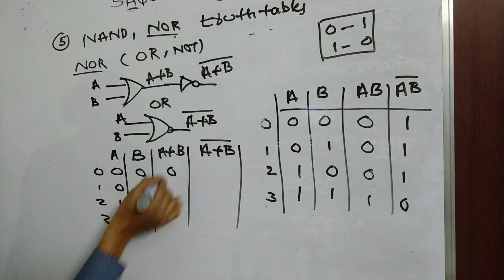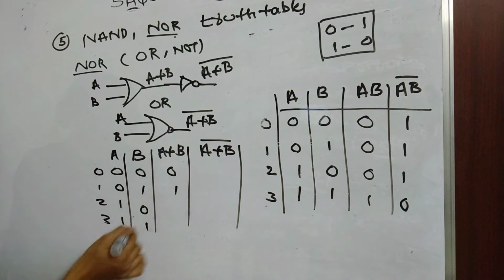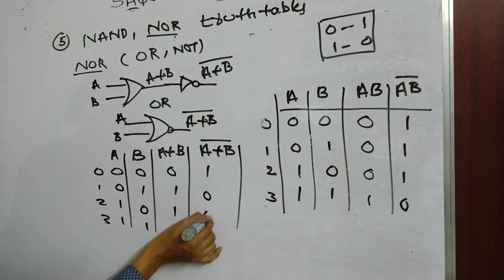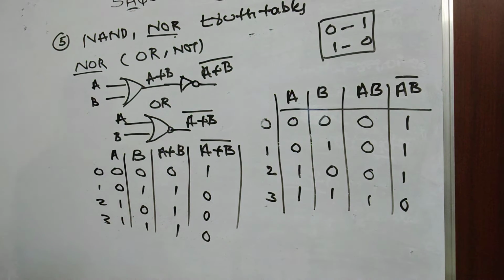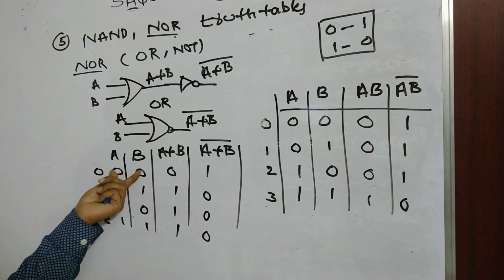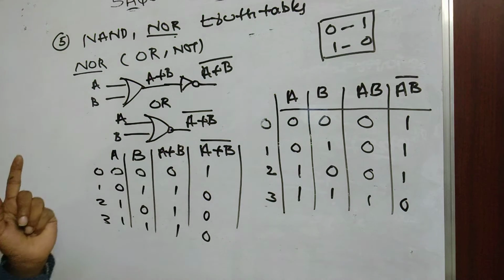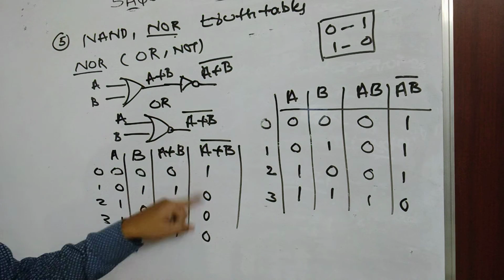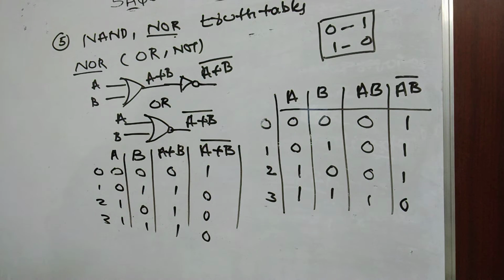Add this now: 0. If at least 1 is present, it is 1. If at least 1 is present, it is 1. If more than 1 are present, then also 1. Reverse this now, complement it: it is 1 0 0 0. From this, what I observed is: when all values are 0, the output is 1. All values are 0, then output is 1. In any other case, the output is 0.